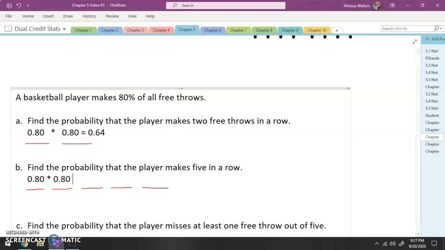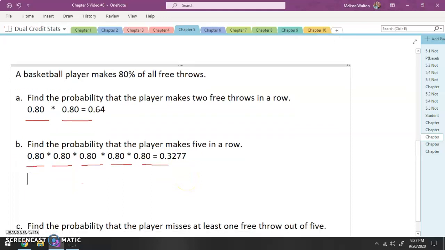Probability of the second one is 80%. Probability of the third one is 80%. Still have 80%, and still have 80%. And that comes out to be right about 32.7-ish percent. So if we're shooting 5 in a row, the probability that they make all 5 is right around 33%.